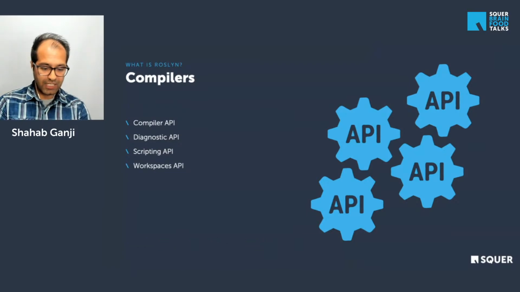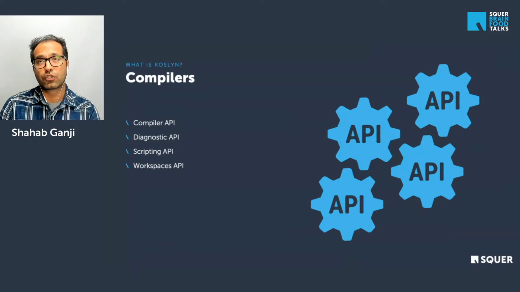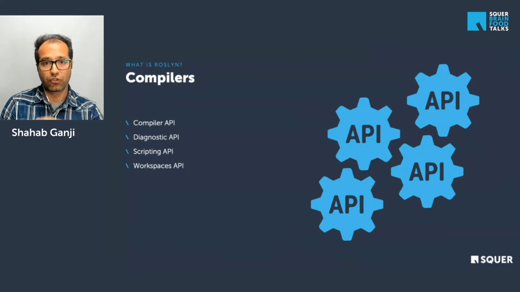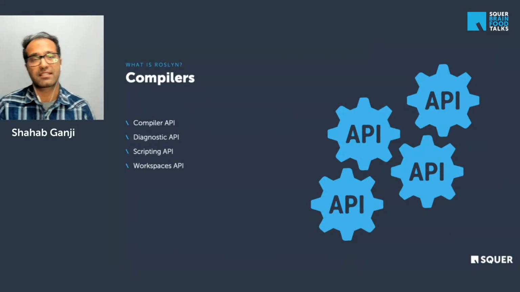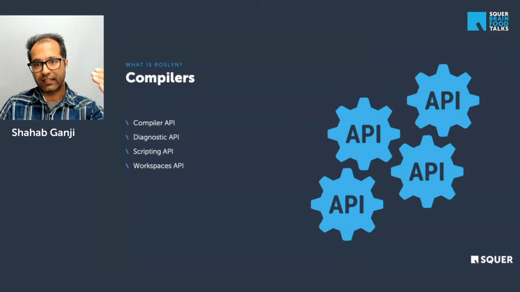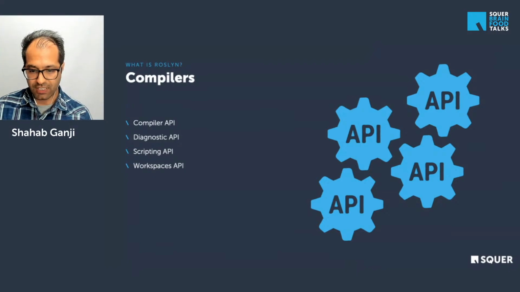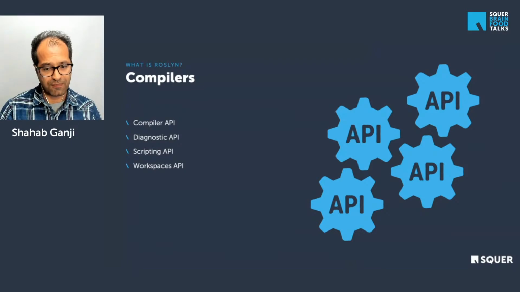The workspaces API is useful whenever you want to do code analysis and refactoring solution-wide. So you have multiple projects, they have dependencies on each other, and you want to do those kinds of solution-wide refactorings and solution-wide analysis. It provides you with an object model that consists of all the data that you require for doing that kind of analysis.